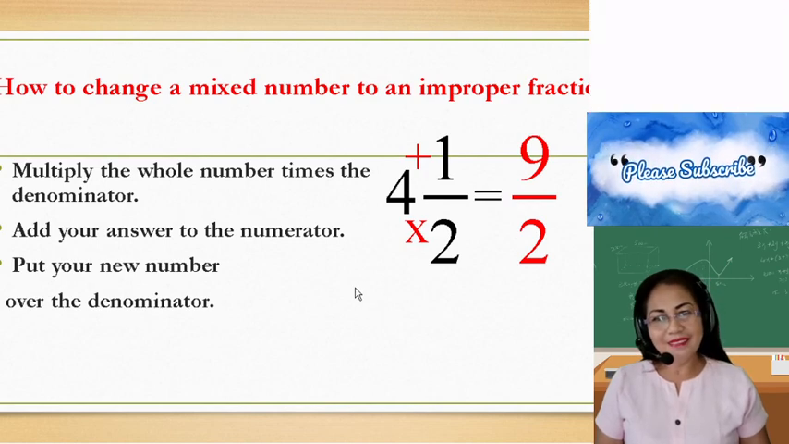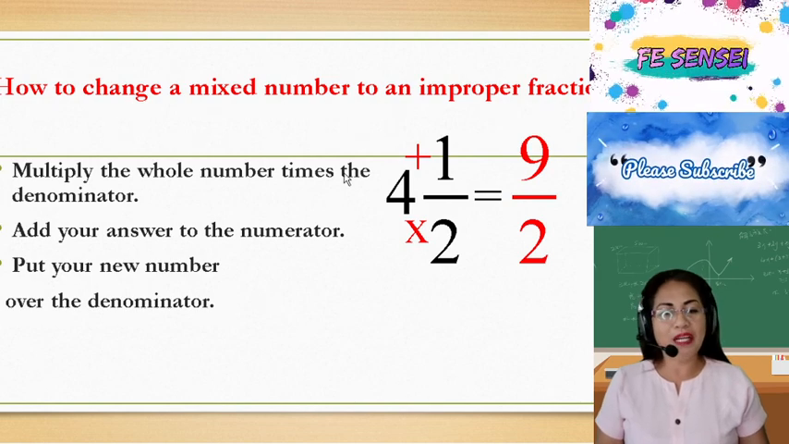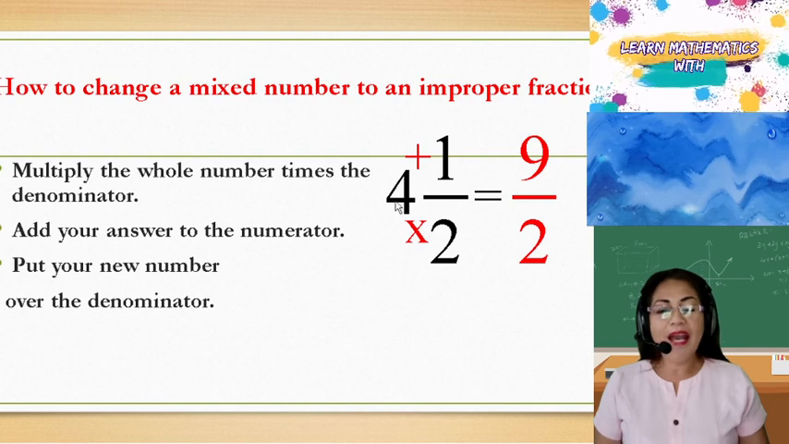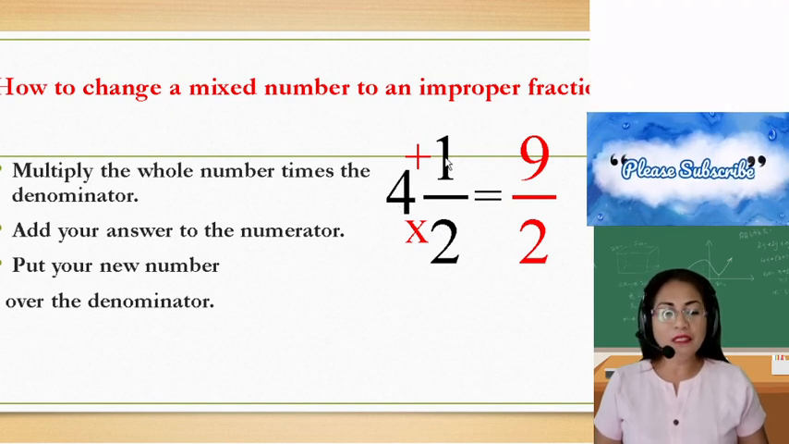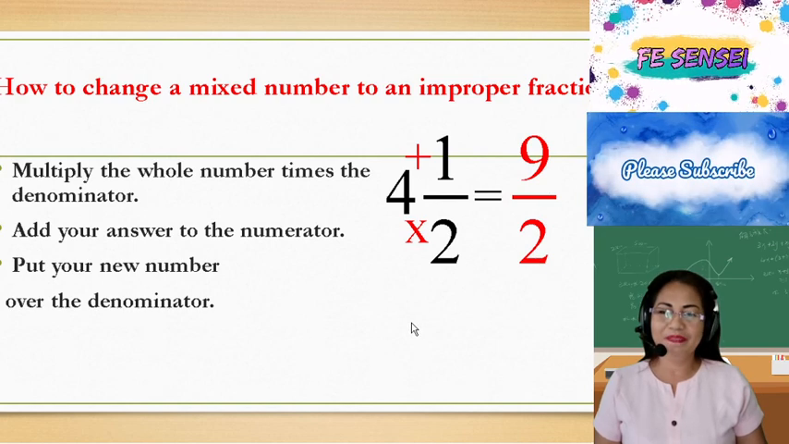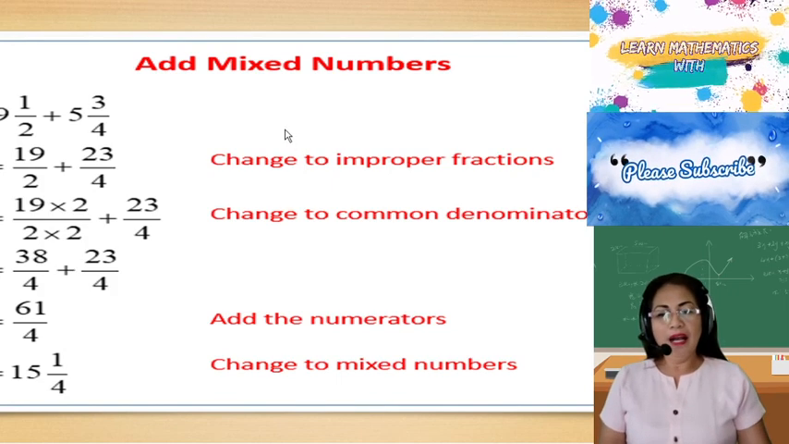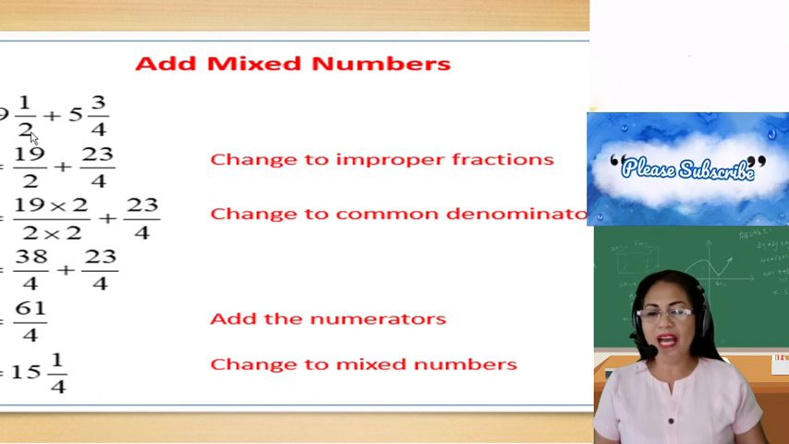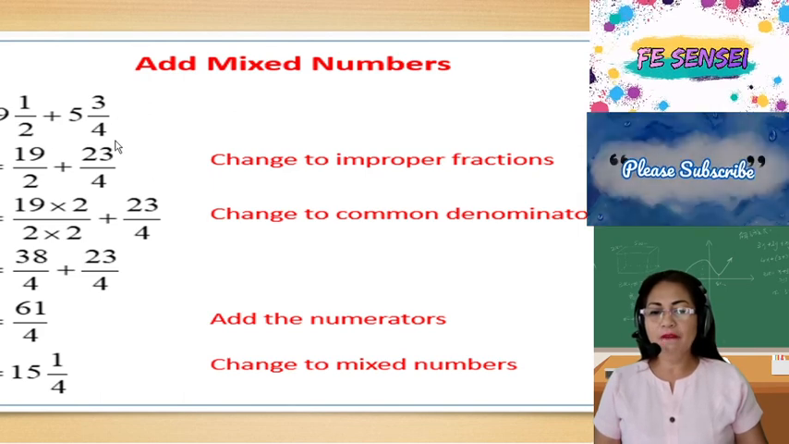Got it? Again, to change a mixed number to an improper fraction, you're going to multiply 2 and 4. So 2 times 4 equals 8, plus 1 equals 9, and copy the denominator. Okay, so add mixed numbers. 9 and 1/2 plus 5 and 3/4.